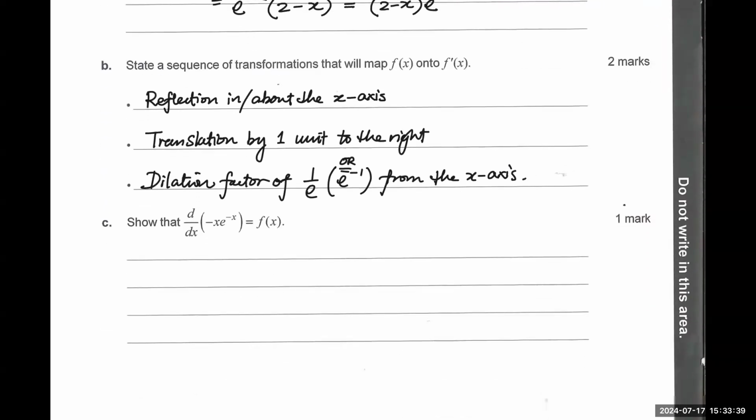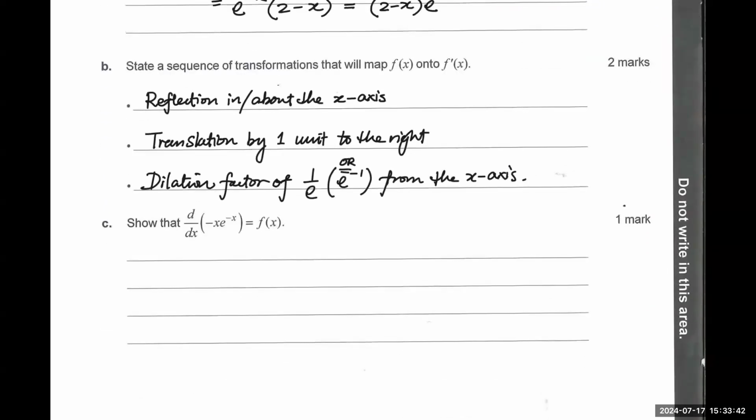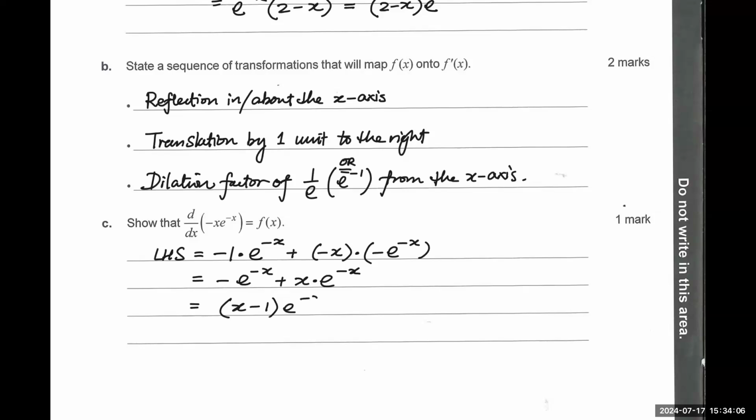All right, show that d/dx of minus x times e to the power minus x equals f of x. So left-hand side is minus 1 times e to the power of minus x plus minus x times minus e to the power minus x. That will give you minus e to the power minus x plus x times e to the power of minus x. And that gives you x minus 1 e to the power minus x using product rule.